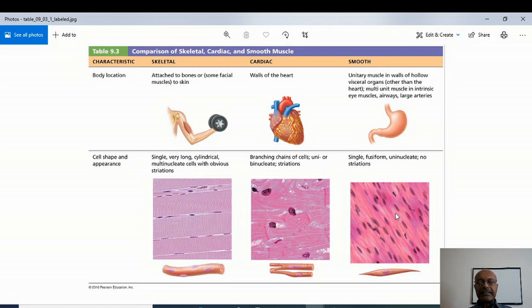And smooth muscle can be found in organs of the digestive system, in the walls of blood vessels, and in several internal organs. For example, in the wall of the uterus in the reproductive system, and in the tubes of the urinary system. So look at how a single smooth muscle cell looks.